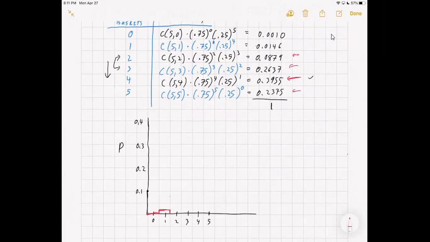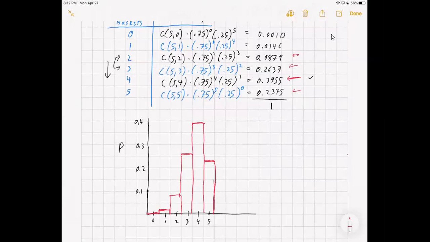0.0879, that's starting to get up towards 0.1, so that's about here. Okay, and 0.2637, so that one jumps. 0.25 would be here, so right above the 0.25 mark. Put in that block. And then we go up to 0.3955. So we're almost up here at 0.4. All right, and then we drop back down to 0.2375, somewhere around here.